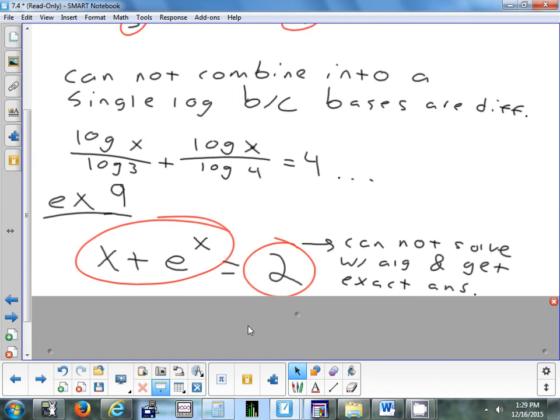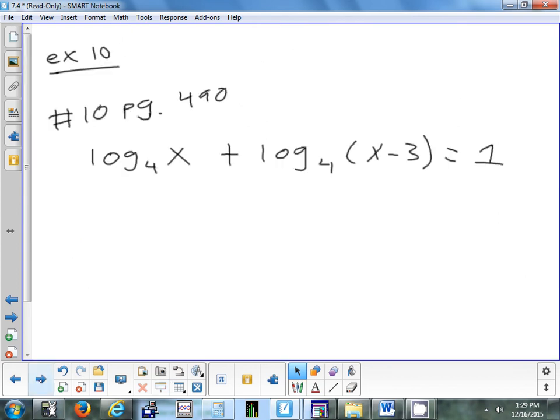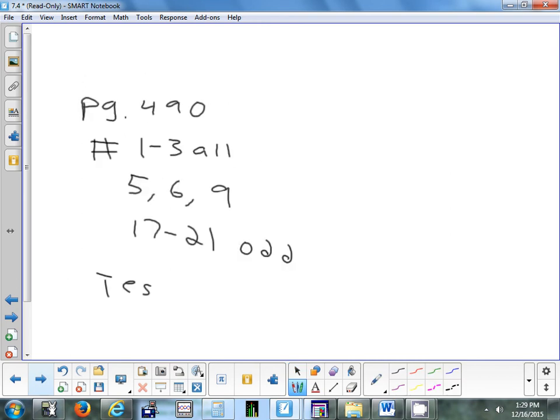All right, so tomorrow we've got our test on 7.2 to 7.4. And the homework tonight, just these 9 questions. Page 490, 1 to 3, 5, 6, 9, and 17 to 21, just the odds.